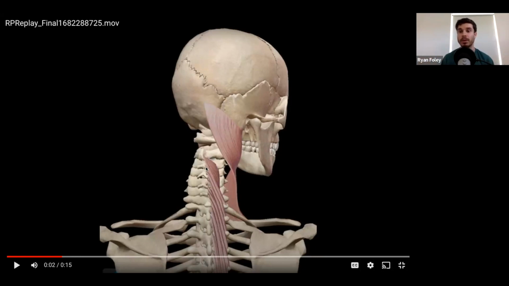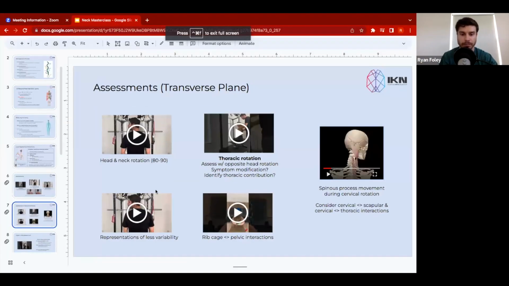And so that's why if somebody, for example, has a pain experience or a limitation in rotation of the head to the right, we may have to consider the eccentric behavior of the upper trapezius. Can the upper trapezius actually lengthen to distribute that motion across that muscular tissue? Okay, so that's generally an important thing to consider there.